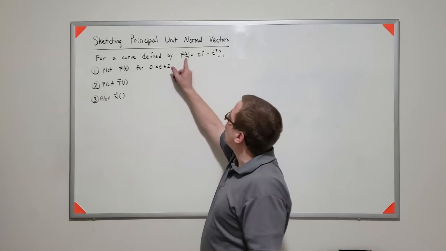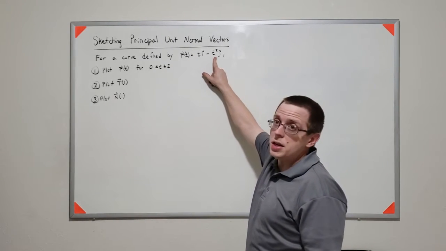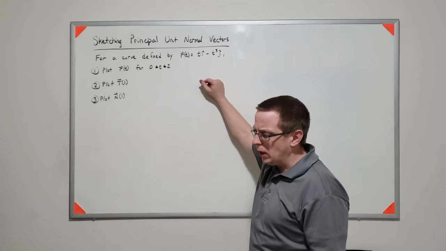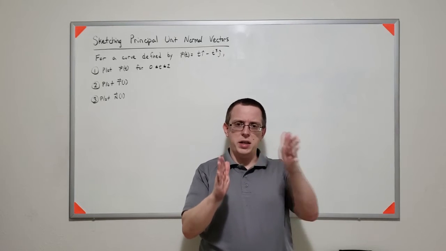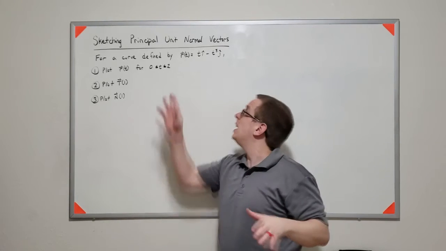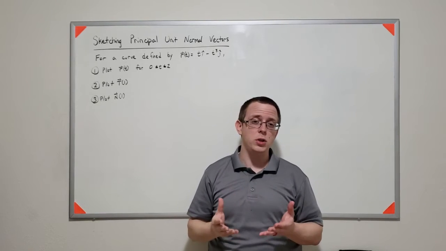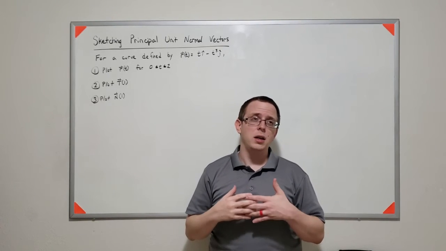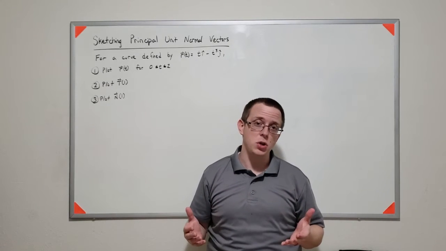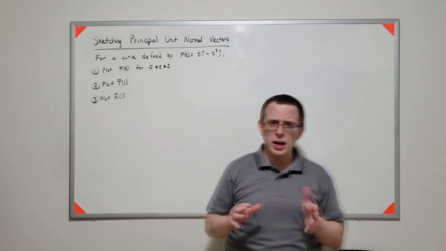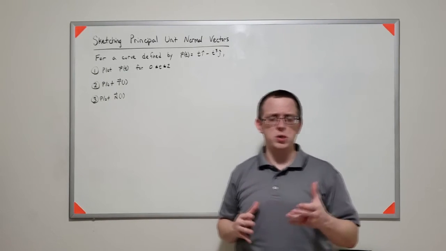So we have this curve defined by r of t equals ti minus t cubed j. If you think about that, as you go t in the x direction, you go negative t cubed in the y direction. So what we're really doing is plotting a graph that's going to look similar to f of x equals negative x cubed. Keep that in mind to give you some intuition about what to expect in this graph.